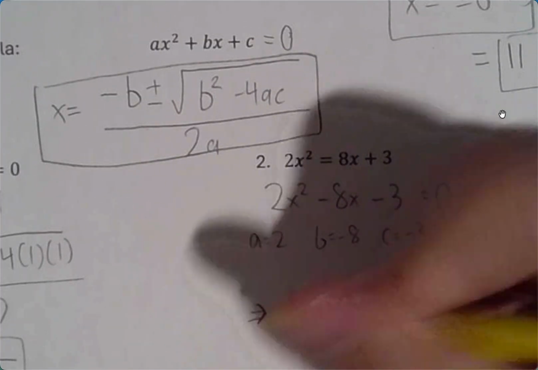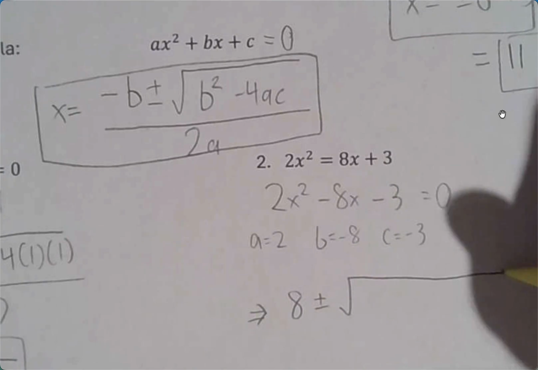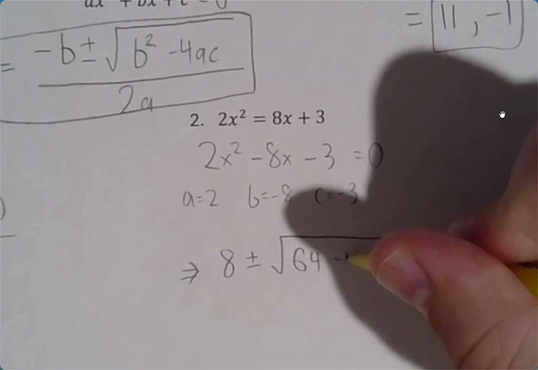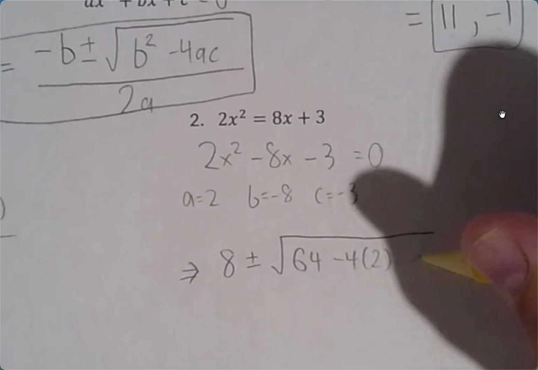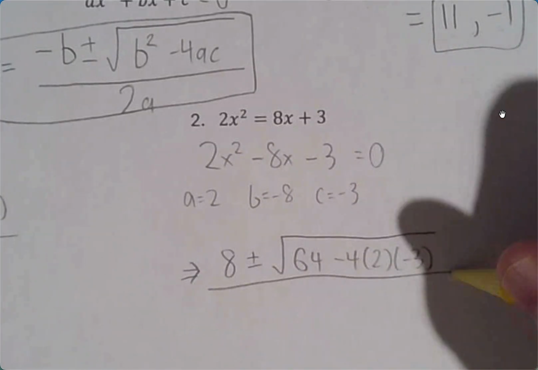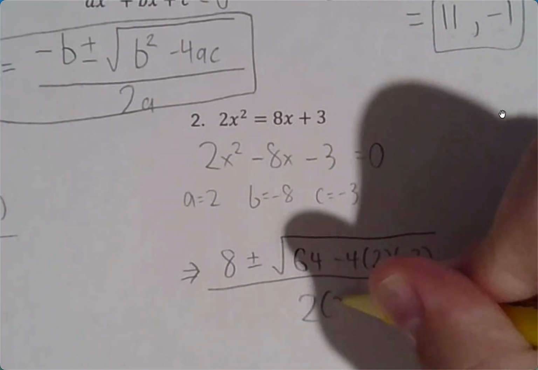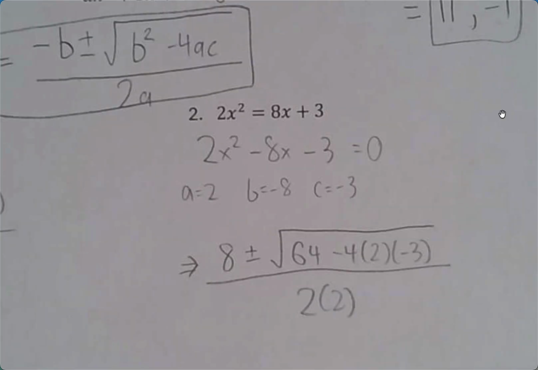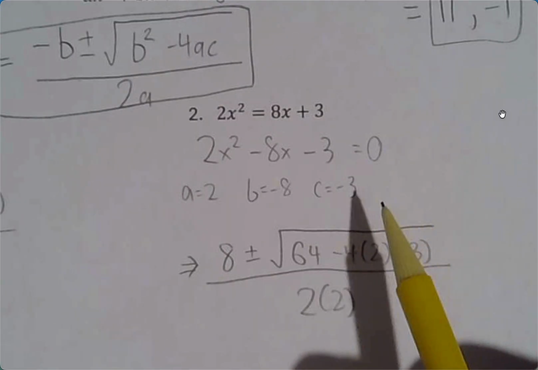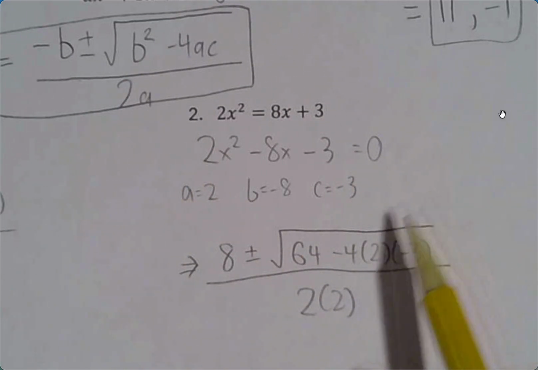Plus or minus the square root of B squared, negative 8 squared. That's 64. It's always positive because you just squared it. Minus 4 times A times C. There we go. All over 2 times A. All right, so again, that's step 1 after you isolate and get it equal to 0: find A, B, and C and plug them in.